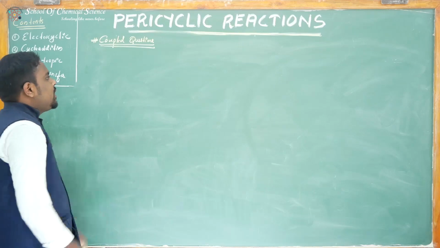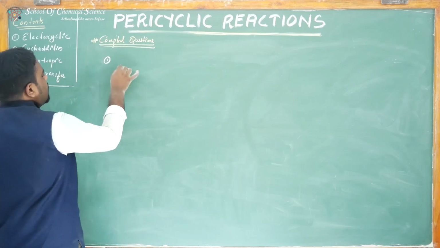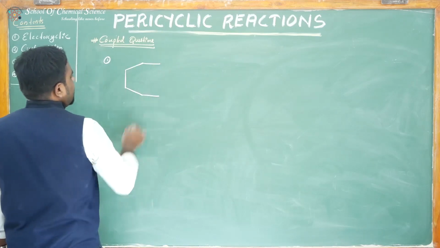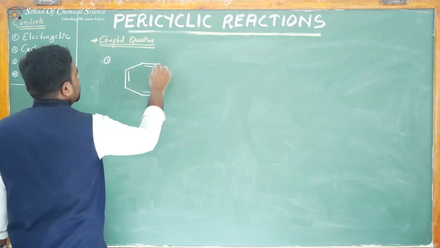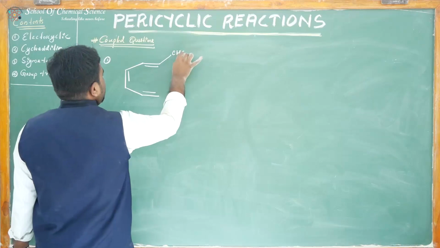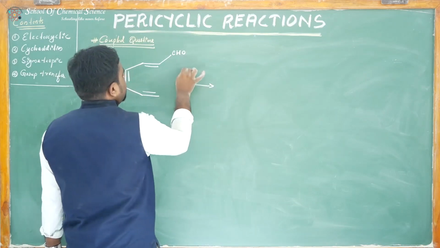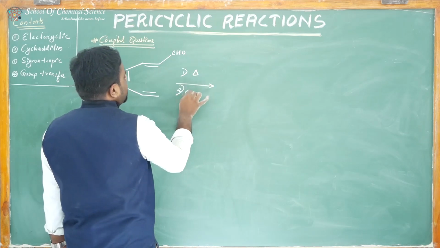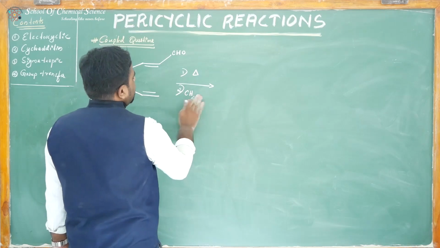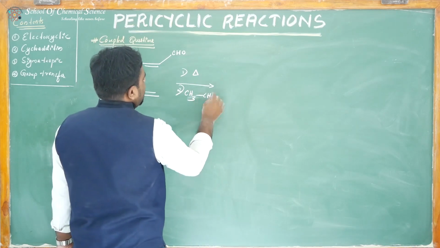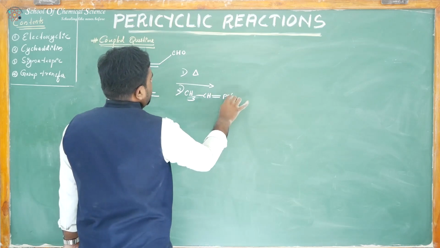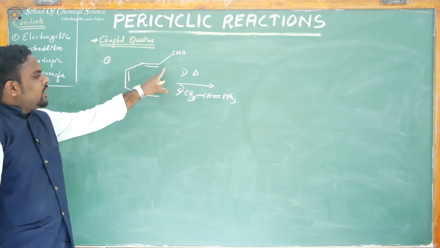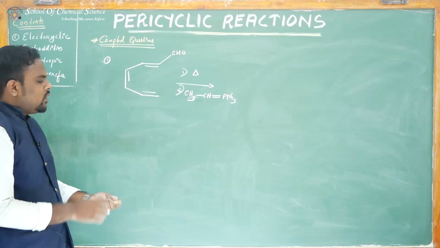So moving to some coupled questions. First one, Wittig reaction and pericyclic reaction, coupled questions. CHO, first condition thermal, second condition CH3CH=PPh3.